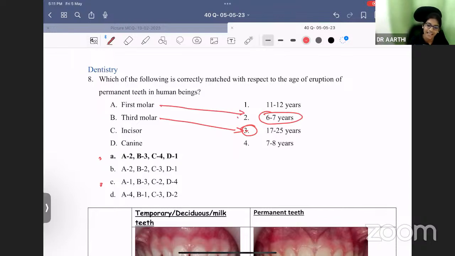Canine is the last tooth to replace all your temporary teeth. After your first molar comes, the incisors get replaced, your temporary molars get replaced, then the canine comes in. That's why it's an arrow-shaped tooth that comes in the space that's available. So that comes at around 11 to 12. That's the age for mixed dentition.